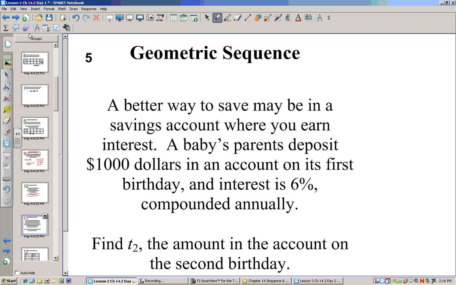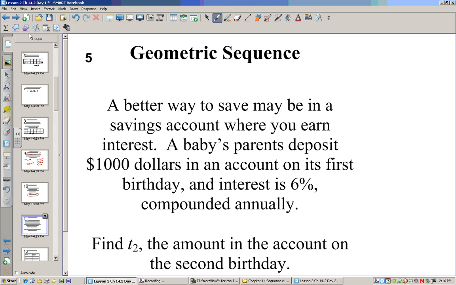Now, if we have a geometric series, a better way to save money would be to put it in a savings account where you can earn interest. A baby's parents deposit $1,000 into an account on its first birthday. Its interest is 6% compounded annually.